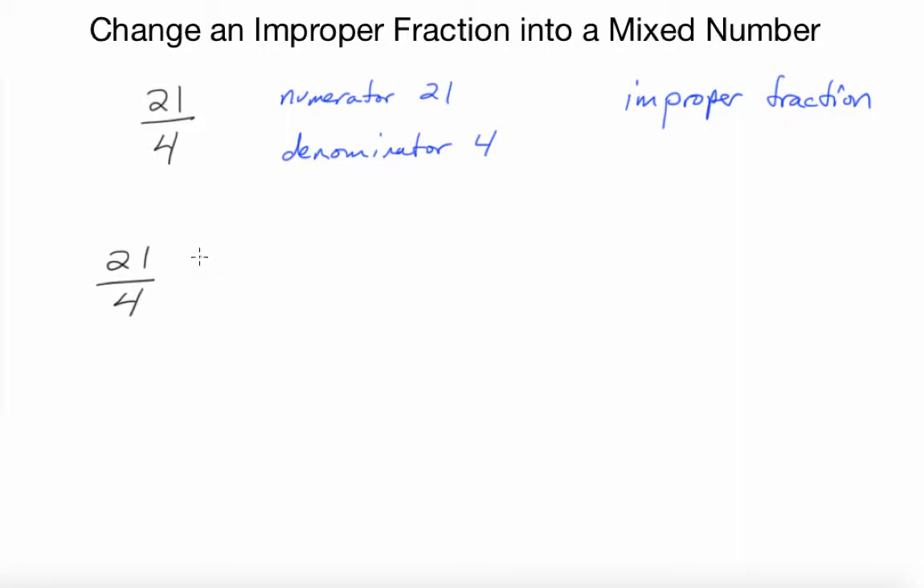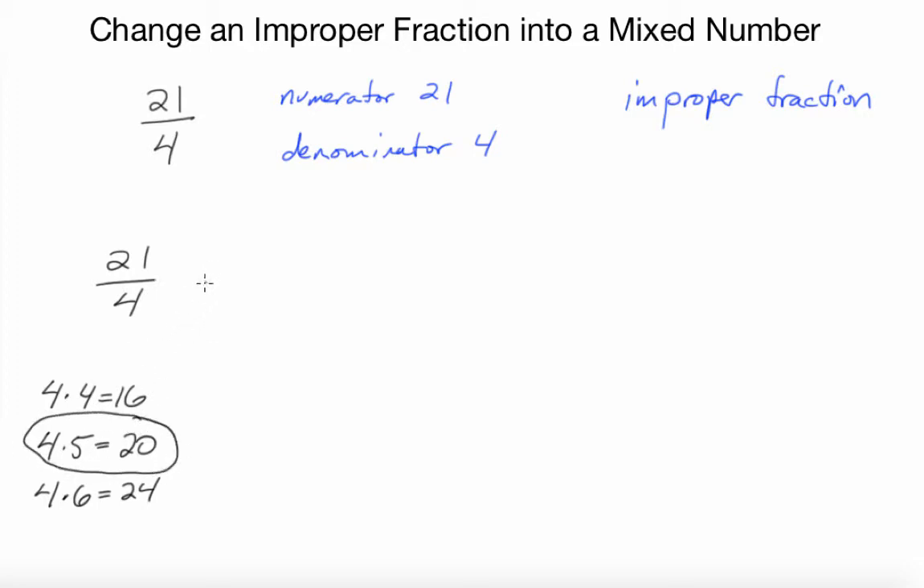Well, this is where it's helpful to know your times tables, but I know 4 times, start listing out multiples of 4. 4 times 4 equals 16. So 16 is smaller than 21. 4 times 5 is 20. That's still smaller than 21. But if I get 4 times 6, that's 24. That's too big. So I'm dividing 4 into 20. So the biggest I can do is 4 goes into 21 5 times. So that's how you find your whole number component.